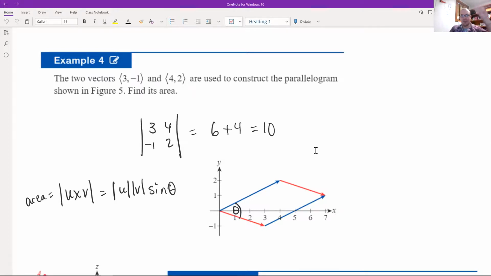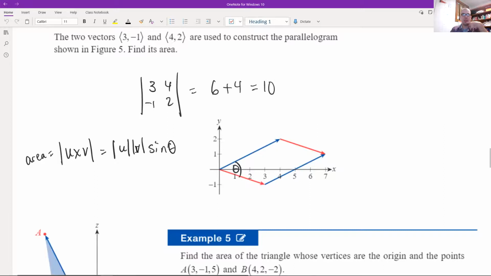So there's 3 different ways there that you could find the area of the parallelogram. Determinant, making these into 3-dimensional vectors and calculating the cross product like we've been normally doing, and then using this formulation of the magnitude of the cross product as well.